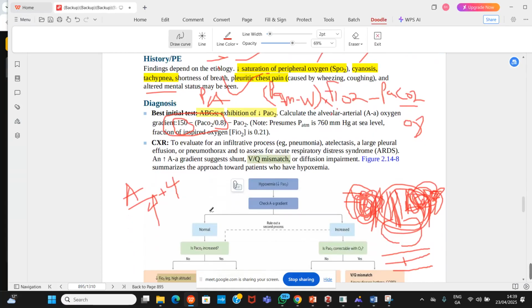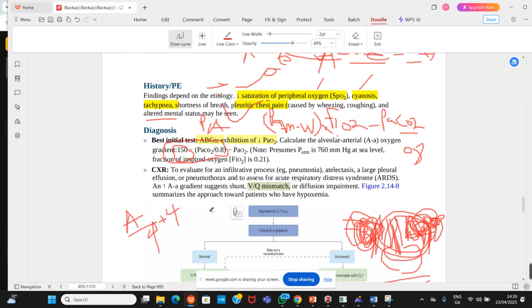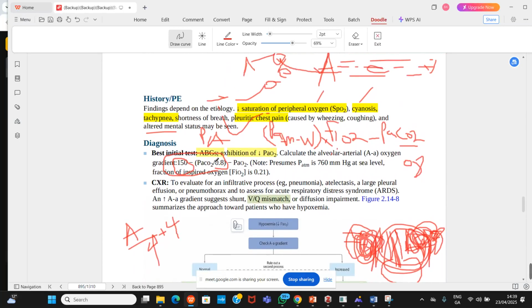So what is the best initial test to even make a diagnosis of hypoxemia? To do the arterial blood gas. That is where you are going to see that the PaO2 is less than 60, so you can say this person likely has hypoxemia. But to evaluate the cause of hypoxemia and further narrow it down, you need to calculate what we call the AA gradient. The big A minus small a. That is what we call the AA gradient.